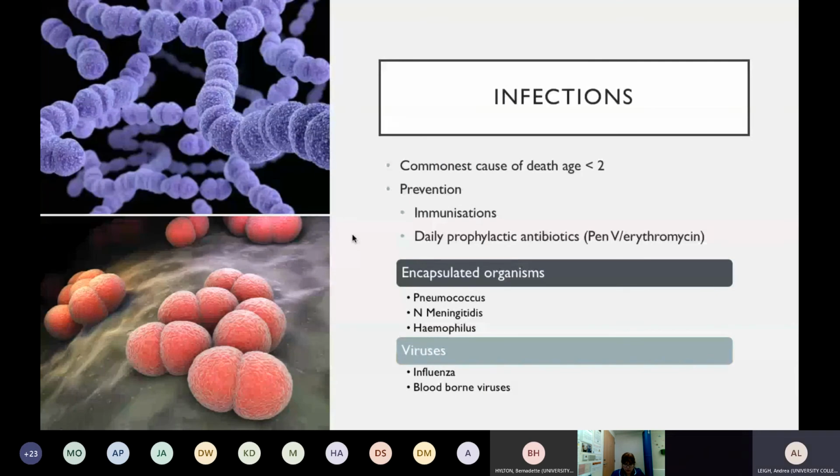So we've talked quite a bit about infections actually, and talked about why we give the prophylactic antibiotics and prevention with immunizations. Not to forget the viruses, so blood-borne viruses, and hepatitis B is now part of the routine primary immunizations for children, but also annual influenza immunization is key.